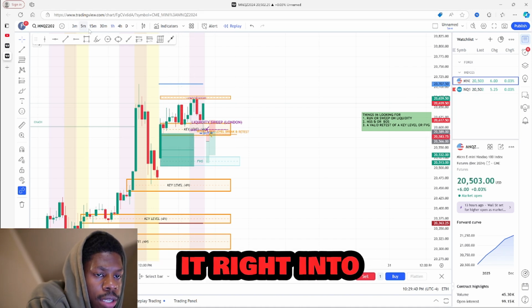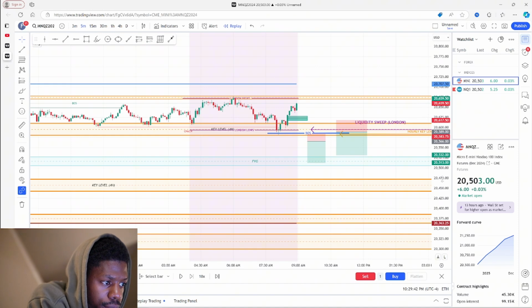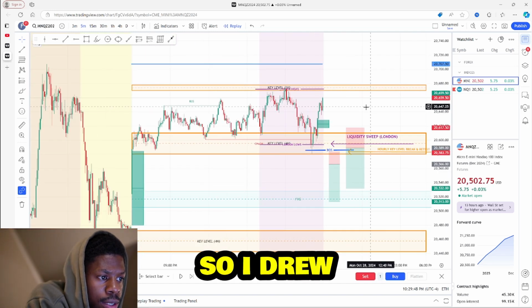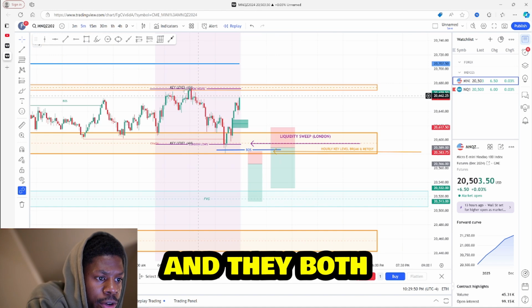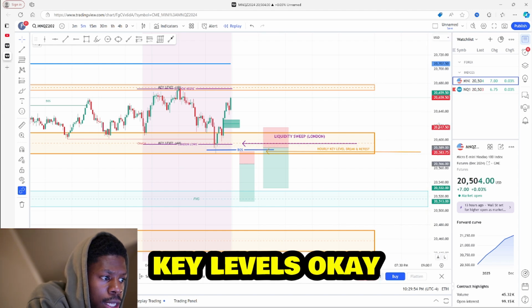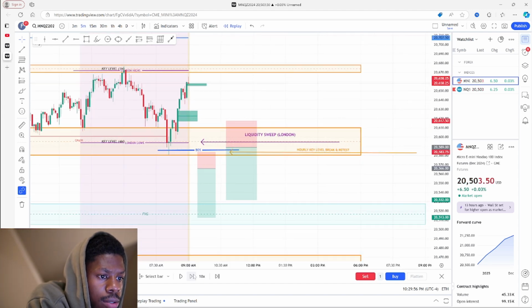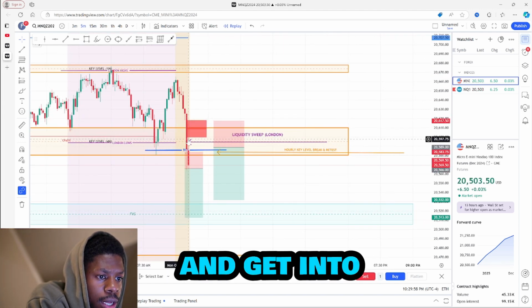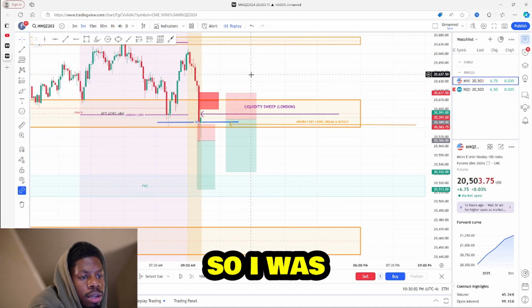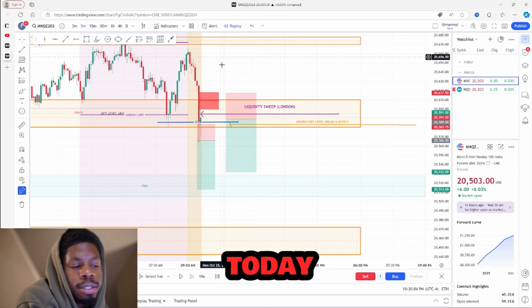So let's go ahead and get right into the trade. We got London's highs right here. We got London's lows right there. So I drew those and marked those up, and they both are sitting right in between that range that we've created from those hourly key levels. Okay. So let's go ahead and get into it. 9:30, right? There was no news today, so I was trading pretty aggressive.